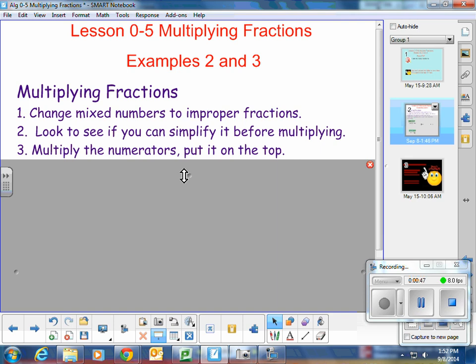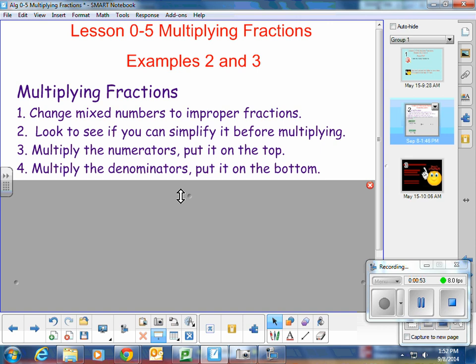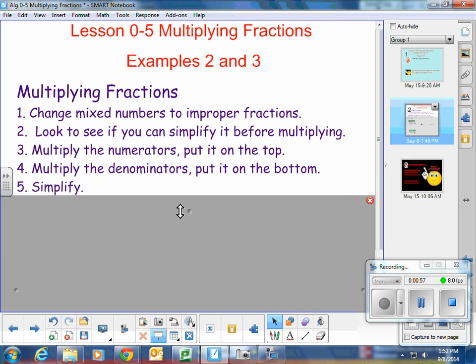Number 3, multiply the numerators. Put that answer you get on the top. Step 4, multiply the denominators and put that answer on the bottom. And last step, you should always simplify. Look to see if there's a number you can divide both the numerator and denominator by, or if it's an improper fraction, write it as a mixed number.